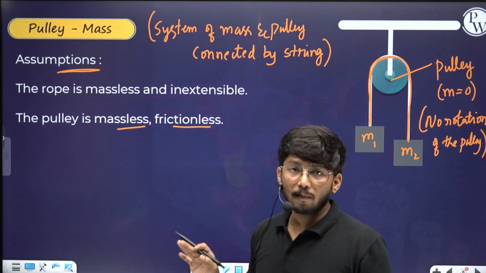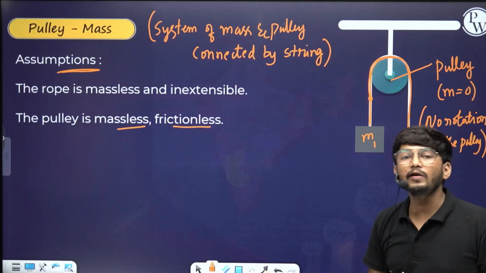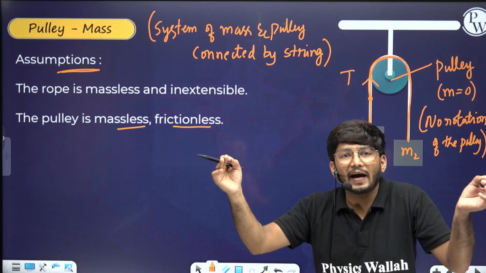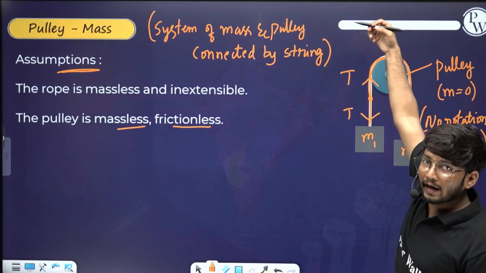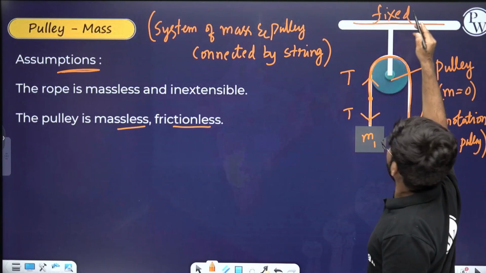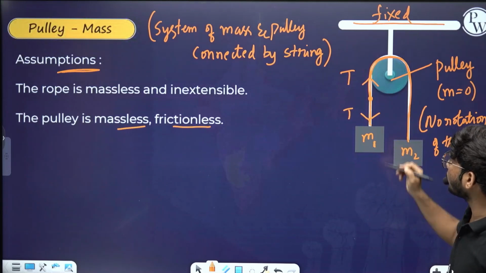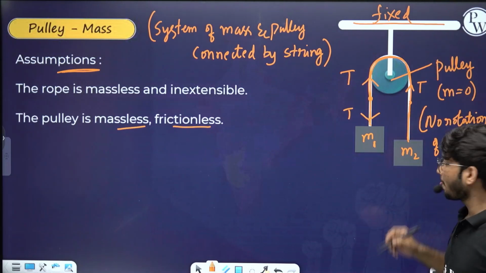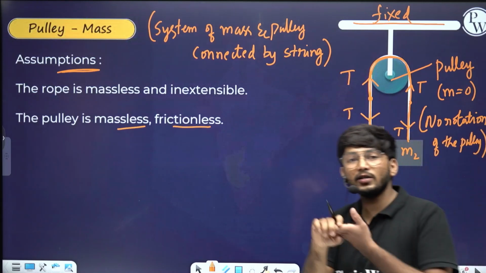No rotation of the pulley means it is frictionless, right? So observe the rope at any point. Every point will be pulled in opposite directions by tension. This tension is pulling this point upward because of the fixed support, and it is pulling downward because of the m1 weight. Similarly on this side, tension is pulling this point upwards and downwards because of m2.